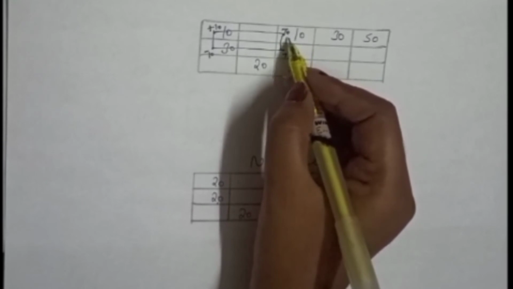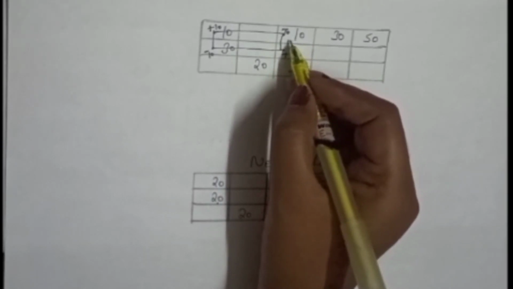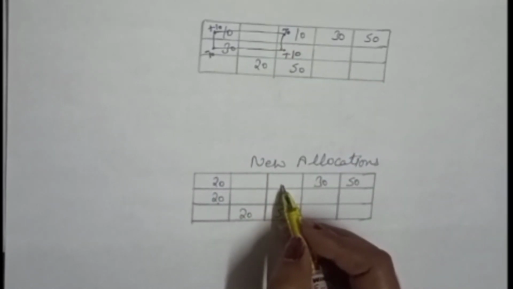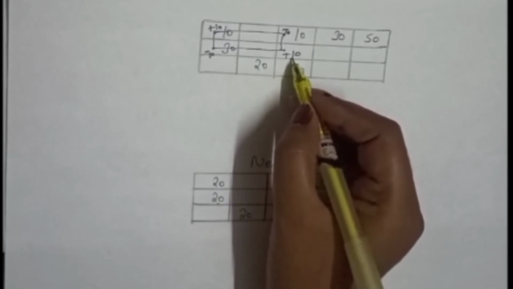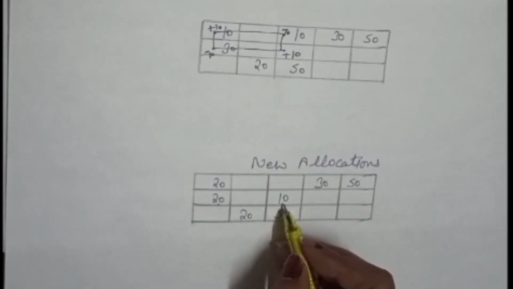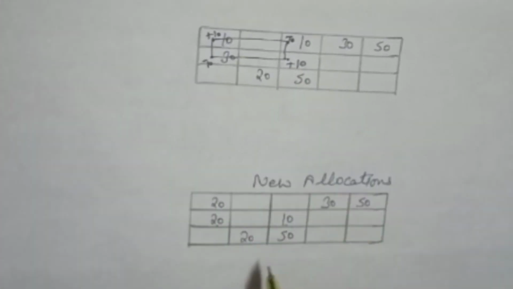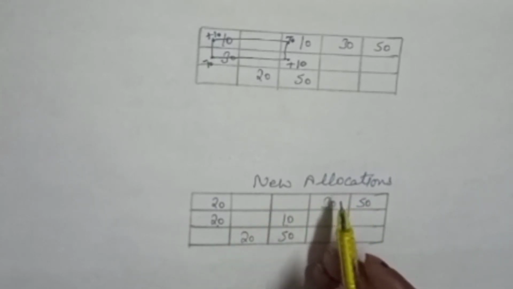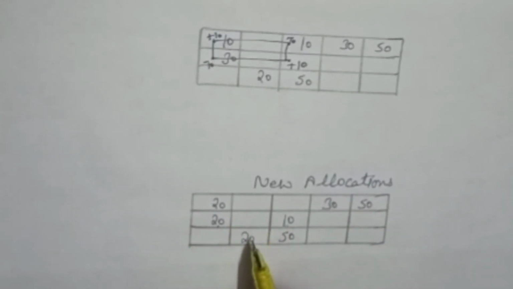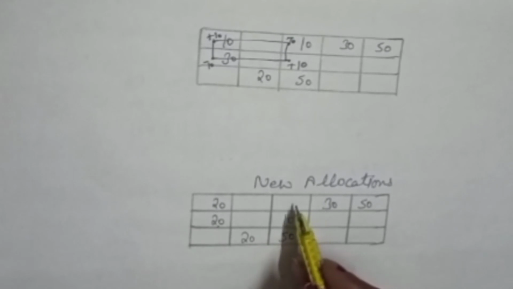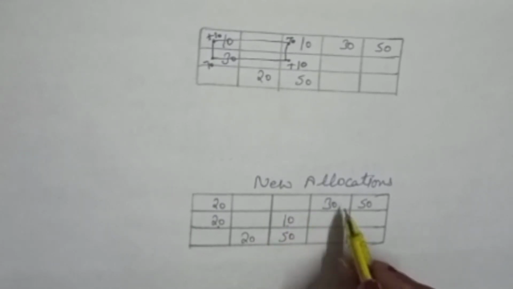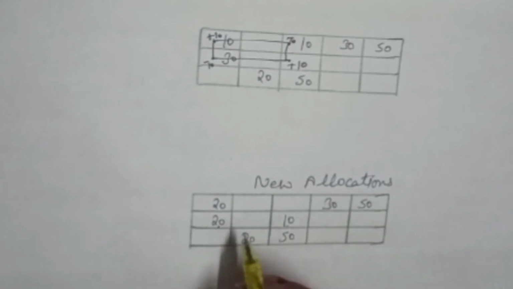If we deduct 10 from this cell value, nothing will be left in this cell, so here is no allocation. Here we have plus 10, so here we have 10. So students, this is our new matrix, new allocations: 20, 20. Here we have already 20, and here we will write no allocation, 10, 50, 30, 50. This is our new matrix.